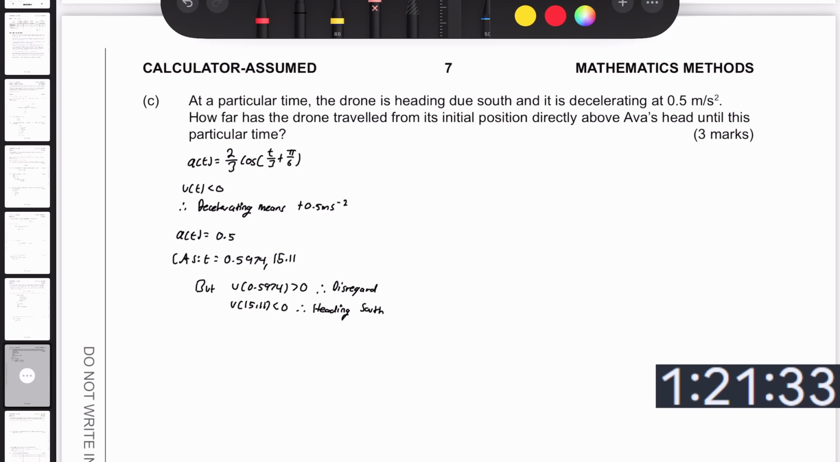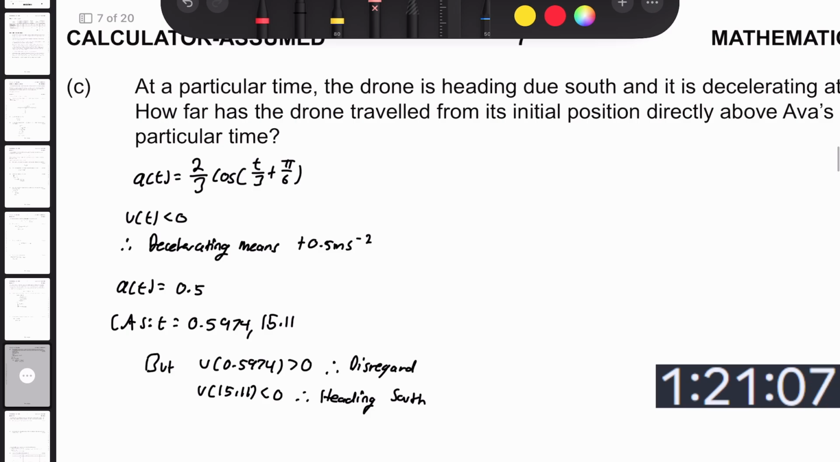I think this is asking me for total distance. No, I think this is displacement. If I get this wrong and I lose the mark, I'm gonna be so mad. Wait, what if I do both? Can I write distance equals and displacement equals? No, I don't think I can.